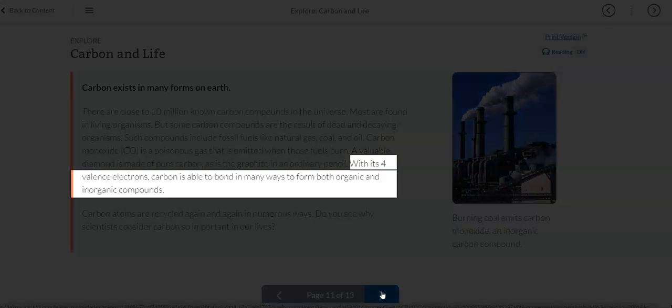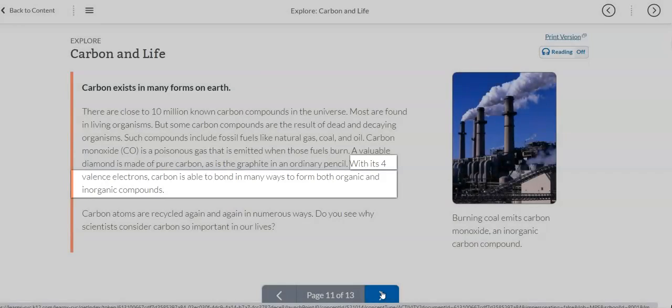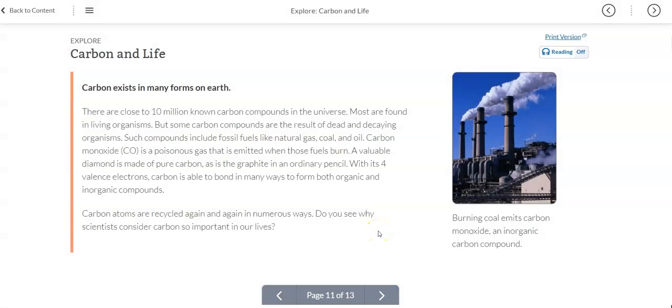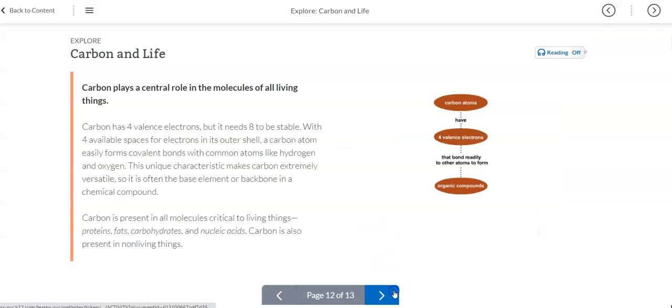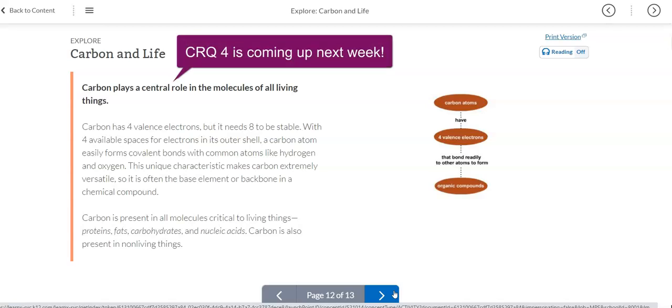With its 4 valence electrons, carbon is able to bond in many ways to form both organic and inorganic compounds. Carbon atoms are recycled again and again in numerous ways. In conclusion, hint, hint, wink, wink, this makes for great help on your CRQ number 4.